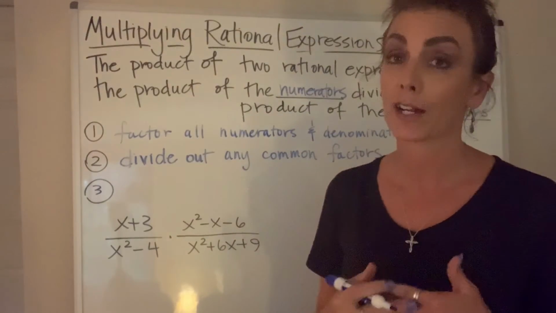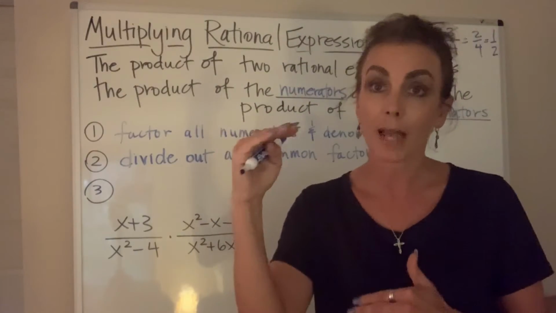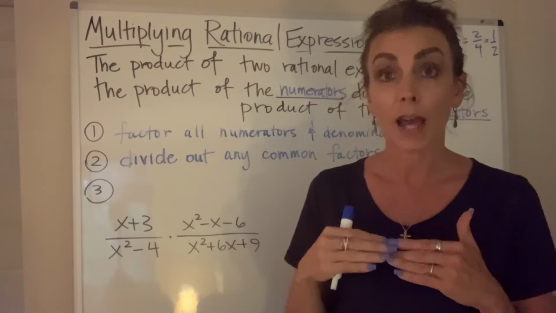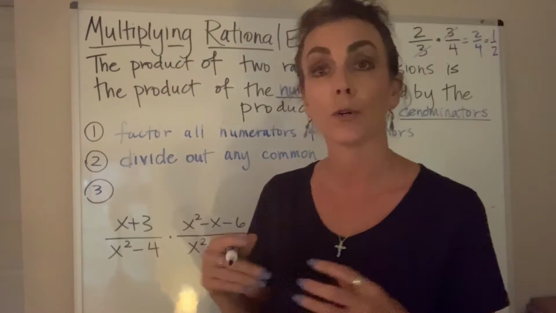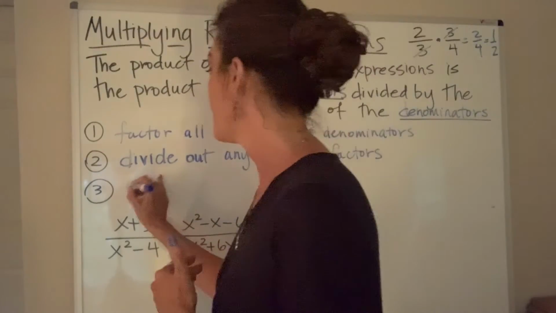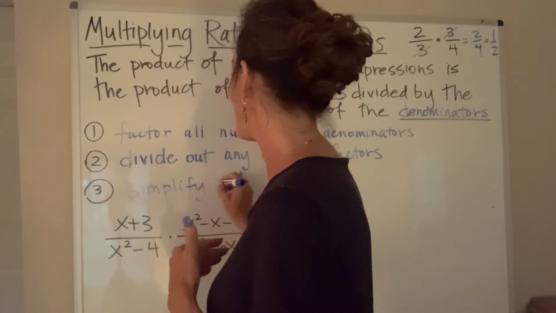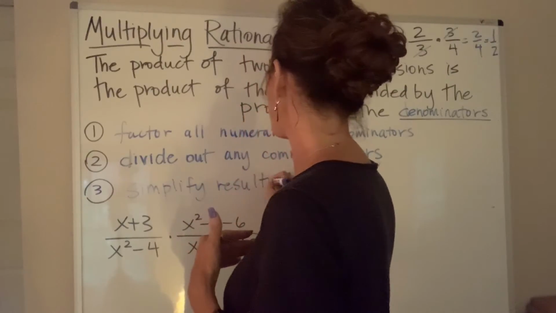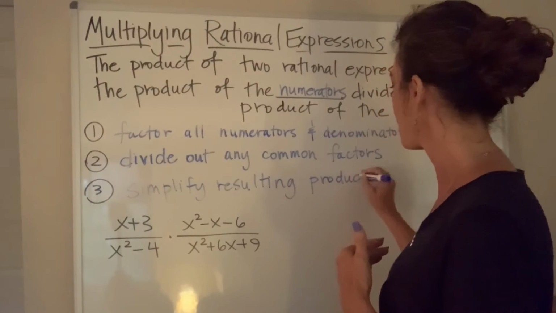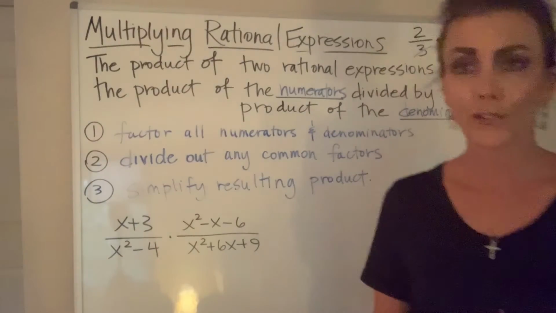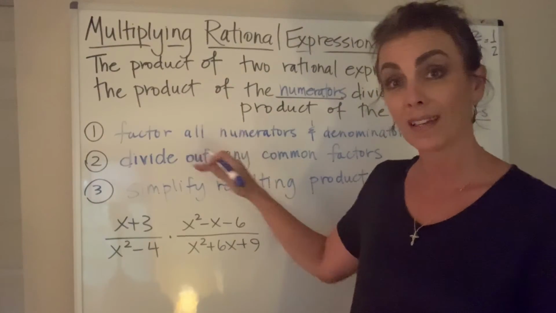So anytime you see a factor that occurs both in the numerator and the denominator, doesn't matter if they're sitting right on top of each other or not, if you see that, you can divide them out. All right, and then the last thing is we're going to simplify the resulting product. Okay, so I have an example for us to work through here. And we're just going to work through it as easy as 1, 2, and 3.